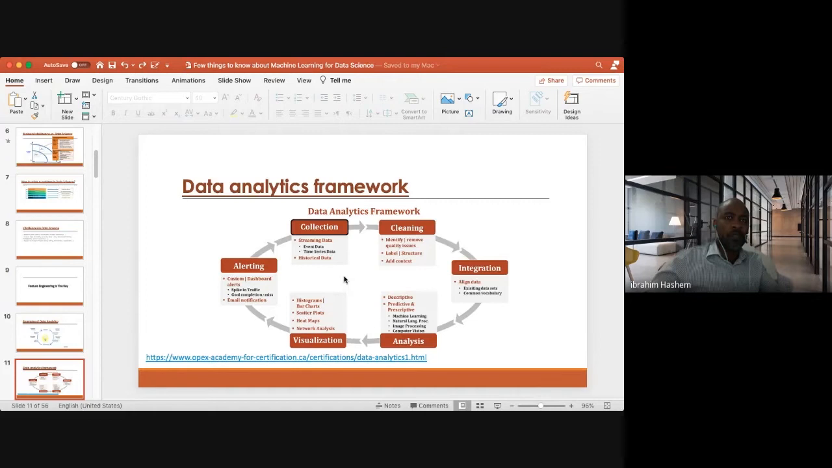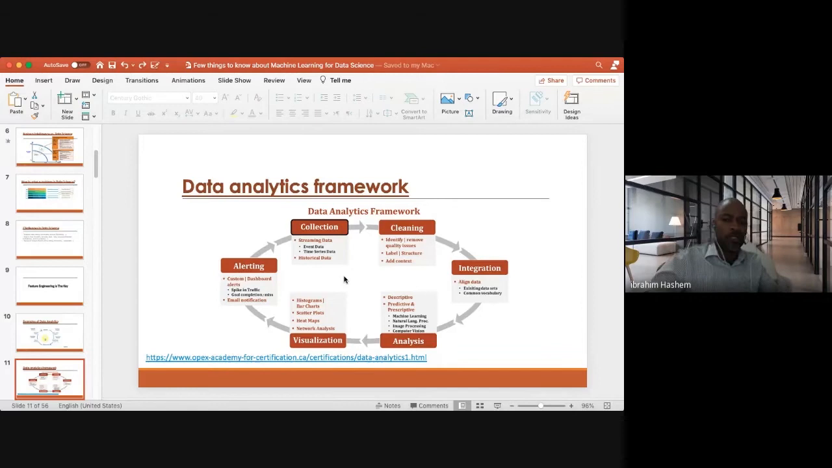Also, sometimes we pull data from different sources, especially if the data doesn't reside in one source. We have to pull data from different databases. We also have to perform some sort of integration in order to unify the data for the analysis. Then we perform analysis. We use some machine learning algorithms to conduct this analysis, depending on the type of analysis that we want to do.